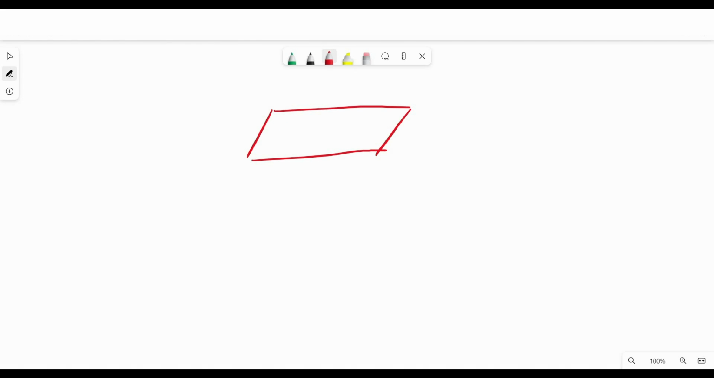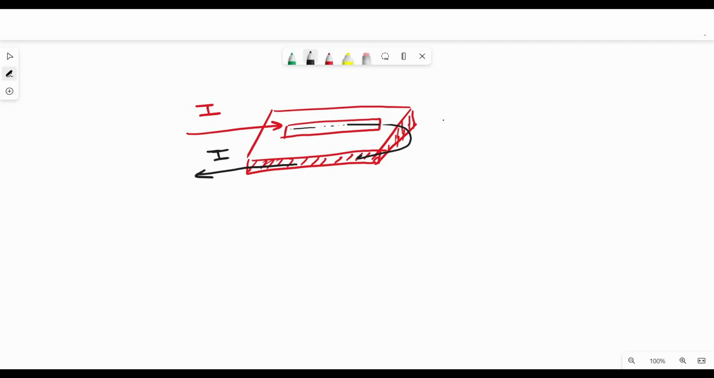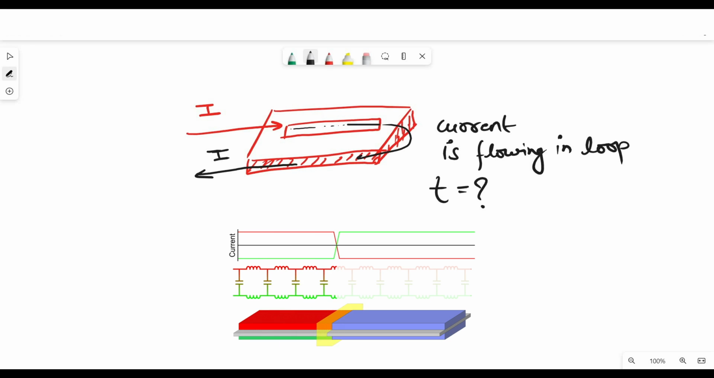Let's see a quick application of Kirchhoff's law in a transmission line. An amount I of current goes in and returns back to the source, which means it is flowing in a loop. What do you think? In a transmission line, how much time does it take for current to get back to the source? And the answer is, it returns immediately.